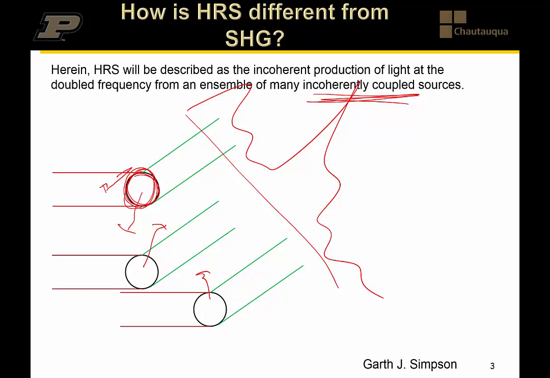But let's consider for now the case where things are incoherently summed, such that we're talking exclusively about Hyper-Rayleigh scattering, illustrated by this example, where you have many individual sources whose phase relationships relative to each other vary over time, and therefore result in incoherent addition at the detector.